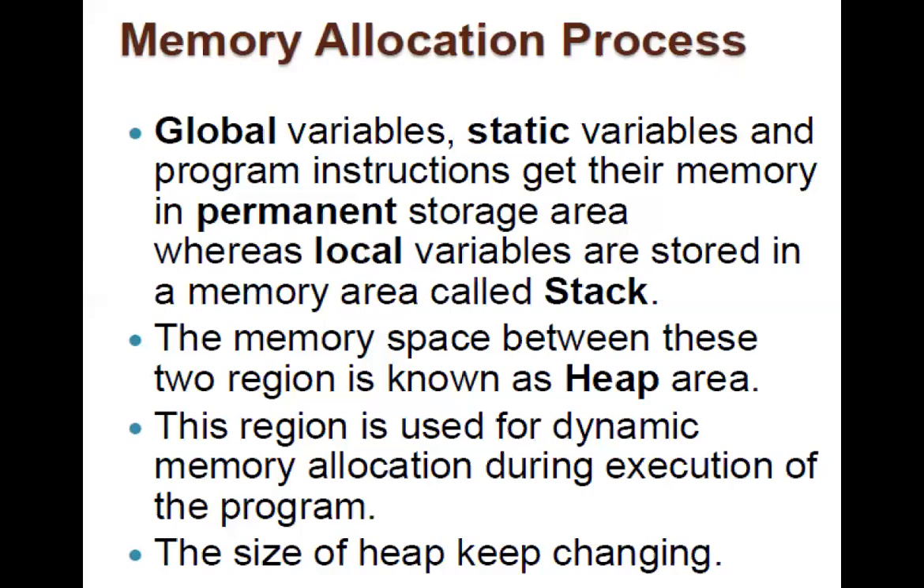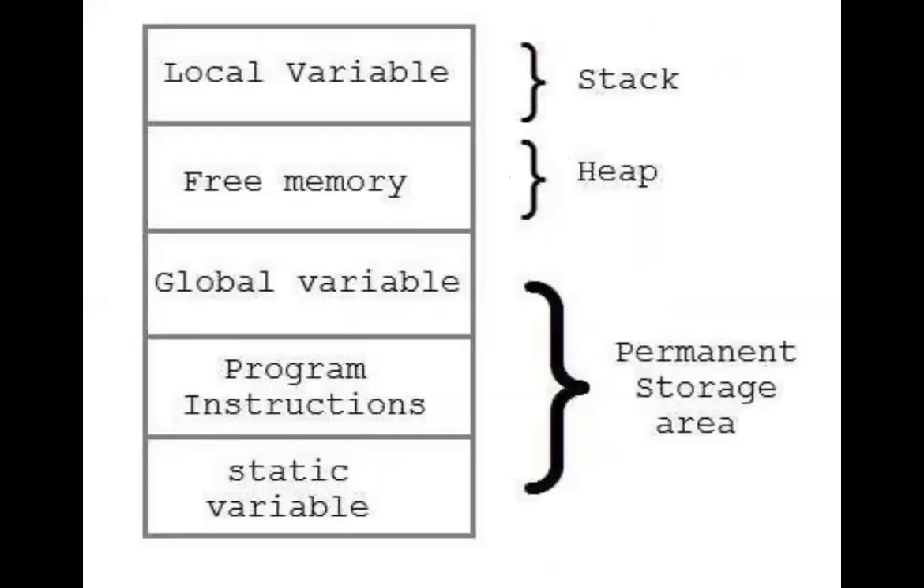Each and every program's memory will have various parts. This is the complete program memory. I already told you once or twice in the class about this when talking about memory. Each program will have a space for program instructions, a space for your global variables, and a place for your static variables. The program instructions and global variables will be present in a separate memory, that is the permanent storage area.